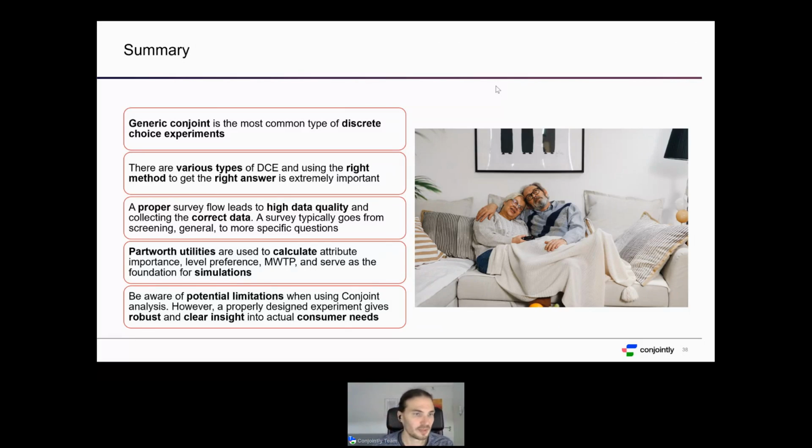And then the part-worth utilities, I talked about them very briefly because I ran out of time. They're used to calculate attribute importance, level preference, marginal willingness to pay, and so on. And there are a few limitations you have to keep in mind when working with conjoint analysis. For example, they're not a one-on-one reflection of market shares.